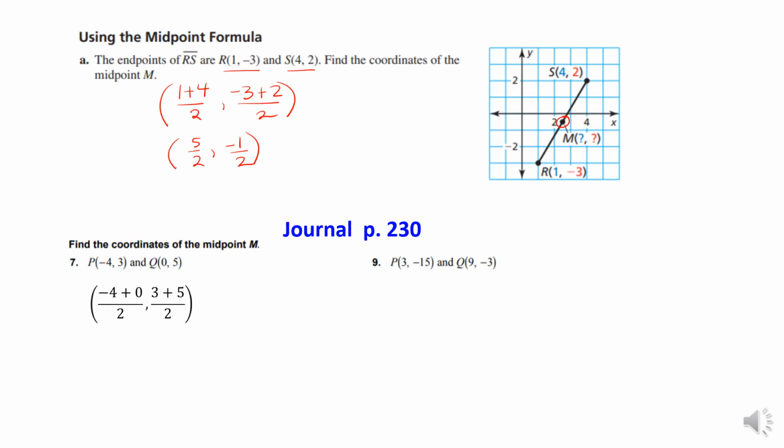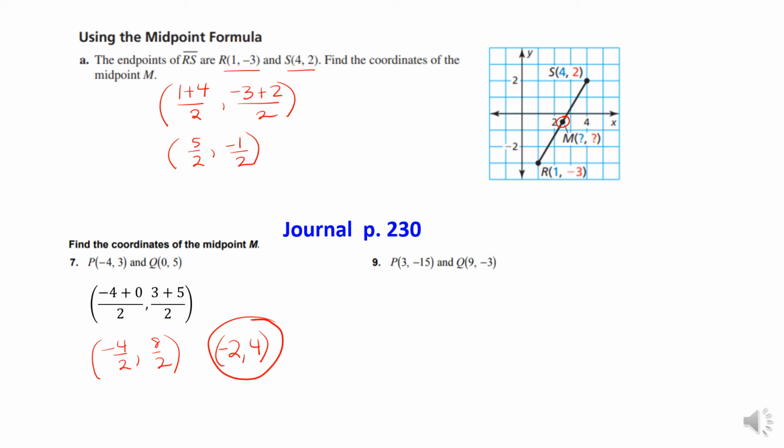Okay, so here's the first one: -4 plus 0 and 3 plus 5, divided by 2. So then we get -4 over 2 and 8 over 2. So finally, our point is (-2, 4). Don't forget to make it a point by putting the parentheses on it.